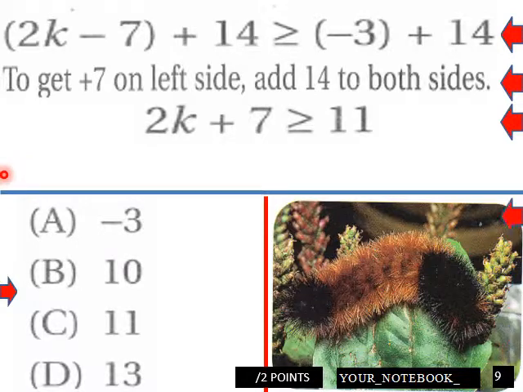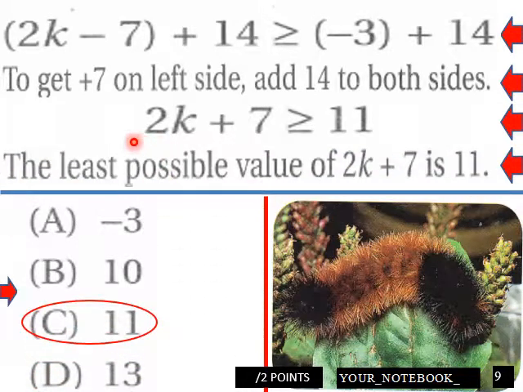The least possible value of 2k plus 7 is 11 because of this here.